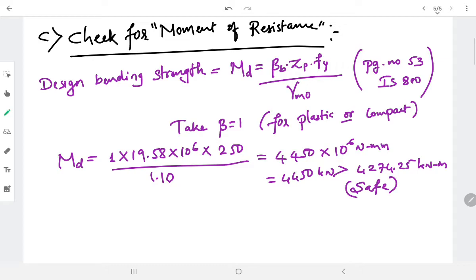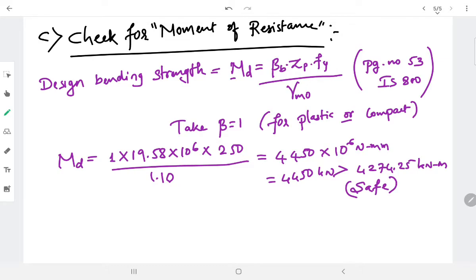So write step C. Before this, step B was girder dimensions, where we fixed the dimensions of the flange and web. Then afterwards we calculated the moment of inertia of that flange and web, that is altogether the plate girder moment of inertia and the plate girder's plastic modulus. So step C, that is the third step, is to check for moment of resistance.